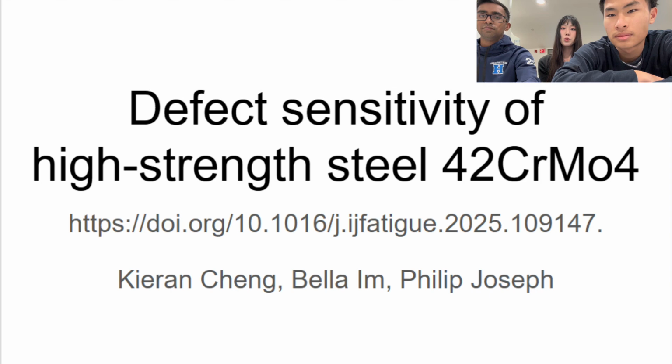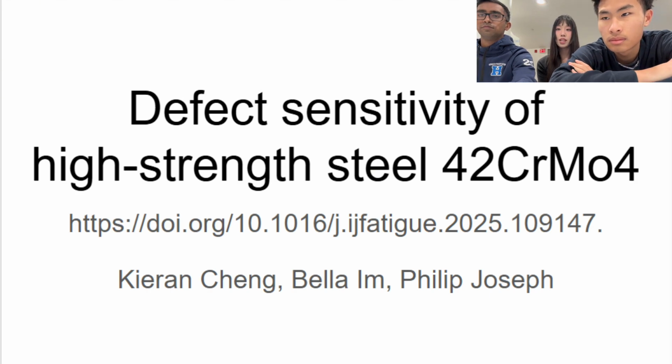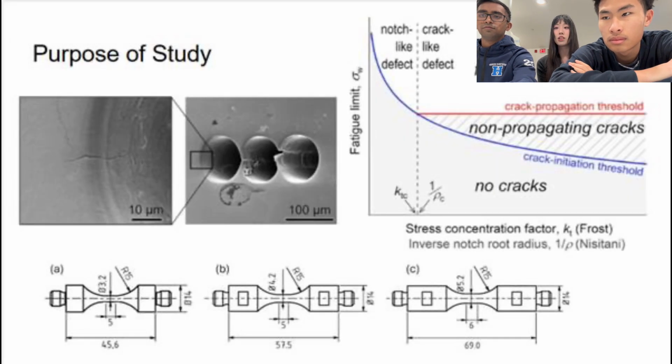Today we're going to be reviewing the 2025 paper by Dr. Sean Bauer and colleagues titled Defect Sensitivity of High-Strength Steel 42CrMO4, where they investigated a critical gray area in fatigue failure. A range of defects are added onto quenched and tempered 42CrMO4 steel alloy, and the sensitivity of the material to the defects was tested to find its fatigue limit.